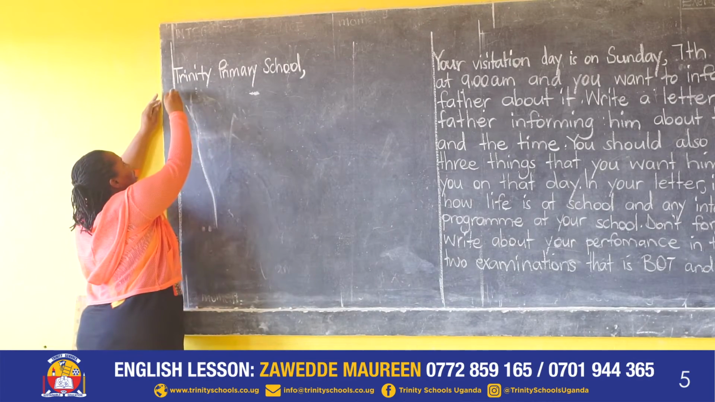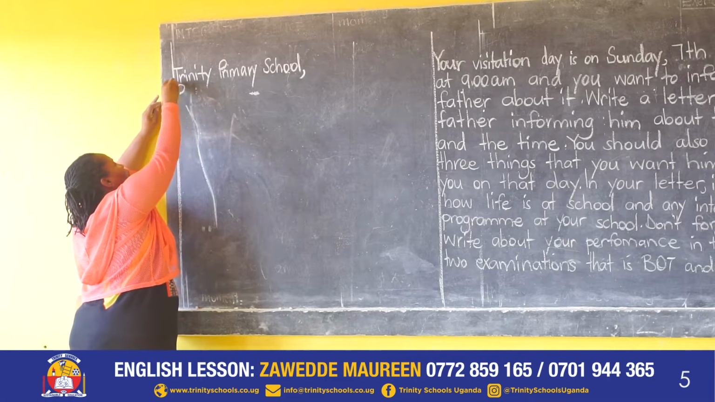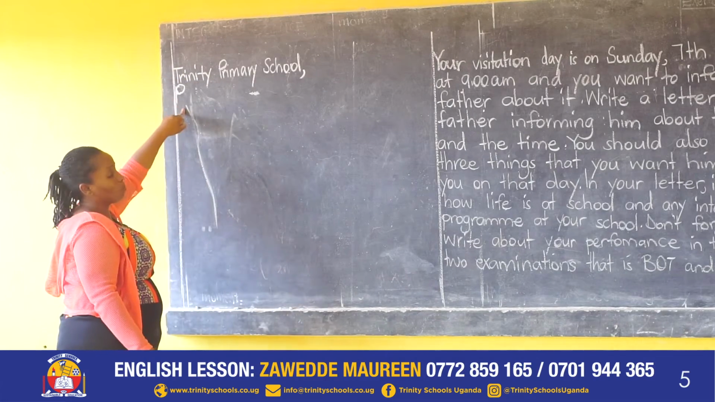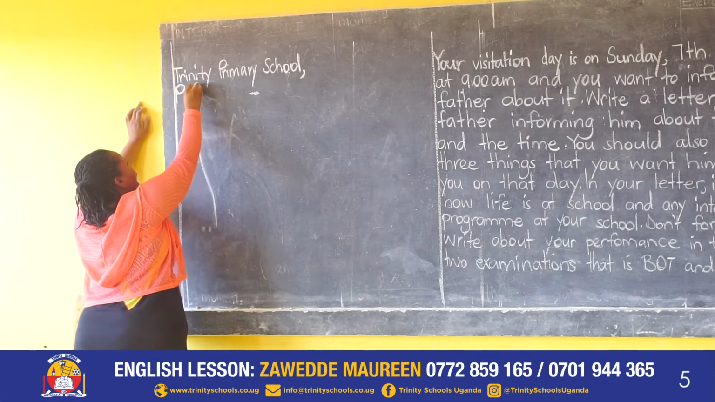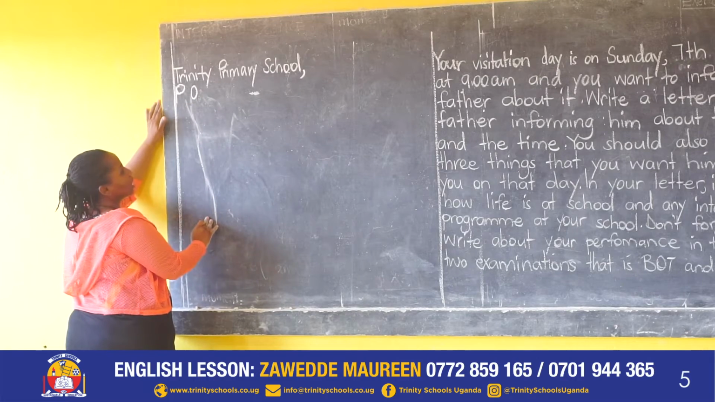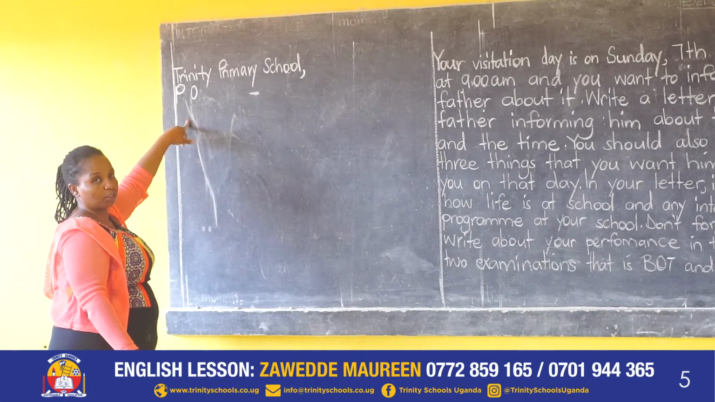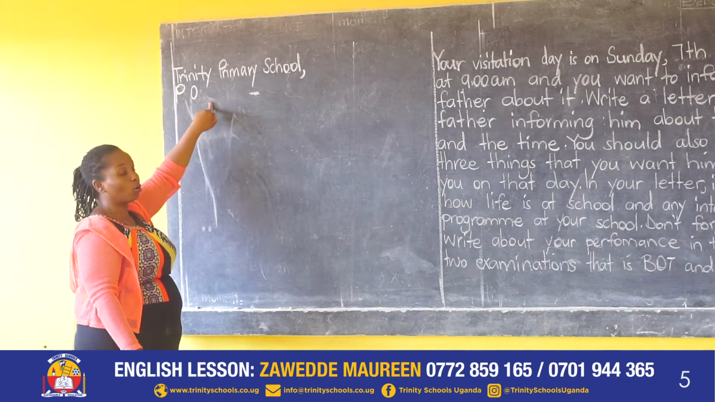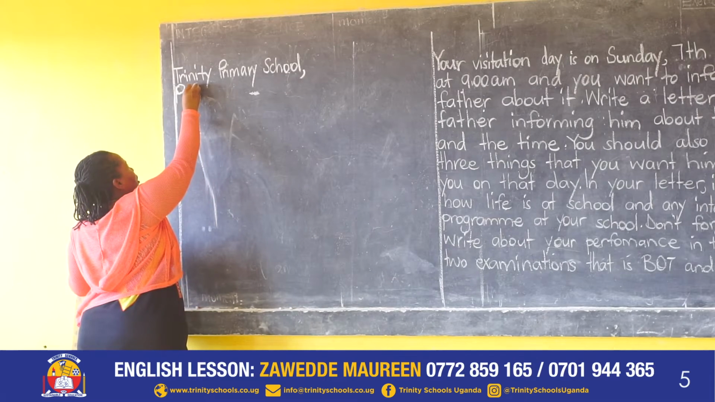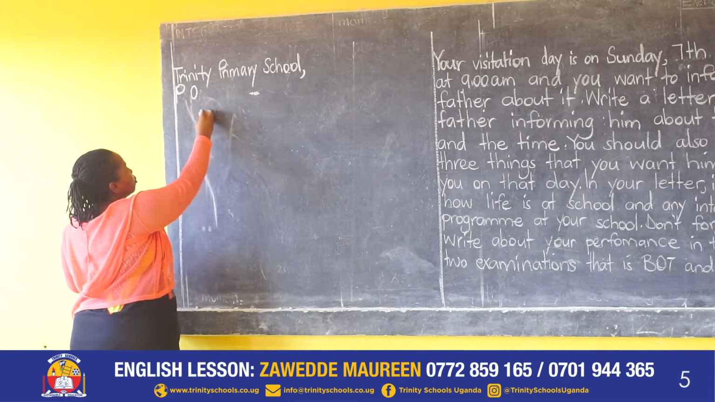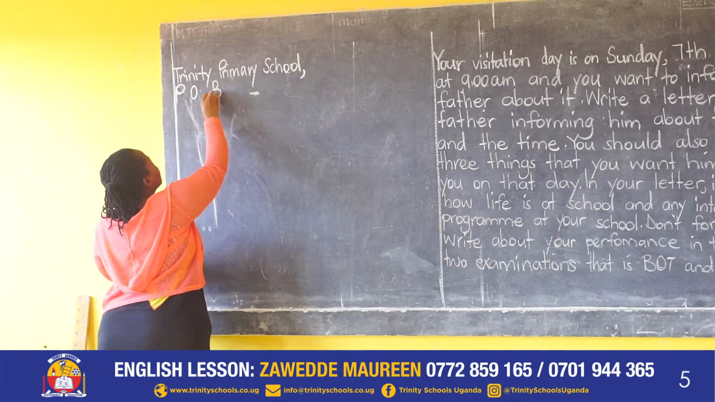Trinity Primary School. Then I go into P.O. Box. Remember, I've drawn a margin and everything that I'm writing should start from the margin. P.O. In actual sense, when I'm writing P.O., I don't put dots here. But in most of the textbooks that you come across, they have these dots. But in actual sense, the dictionary does not approve the dots. So we are not going to put the dots in P.O. Box.